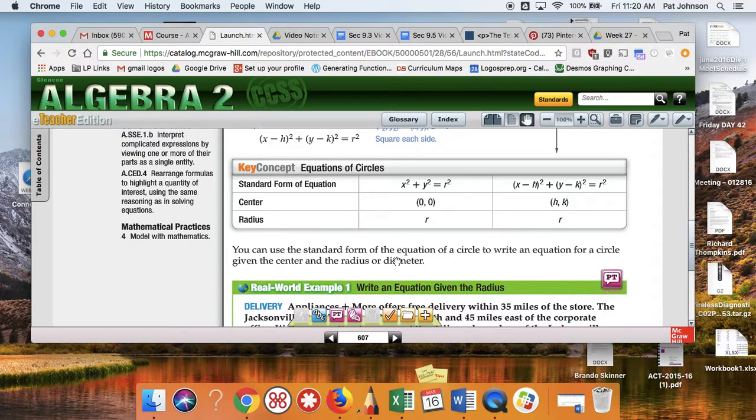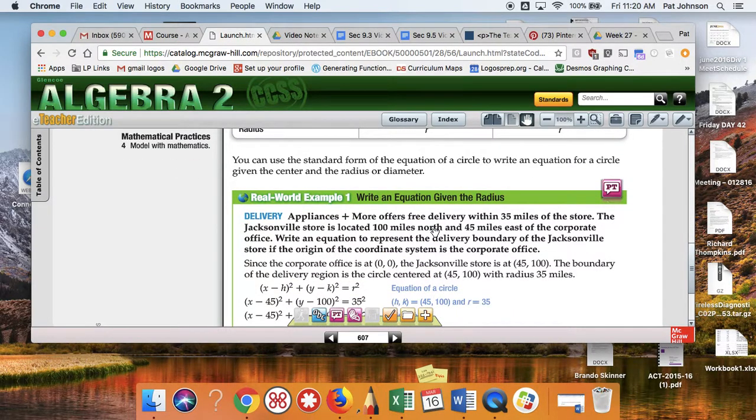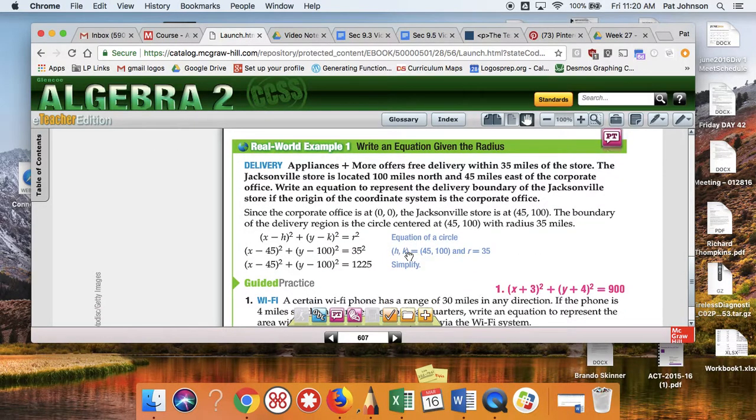When it's in standard form, we can use the standard form of the equation to write an equation for a circle given the center and the radius or the diameter, because remember the relationship between the diameter and the radius: the radius is half, or the diameter is twice the radius. So let's look at the first real world example. They're giving us a radius, and they want us to write an equation of a circle.